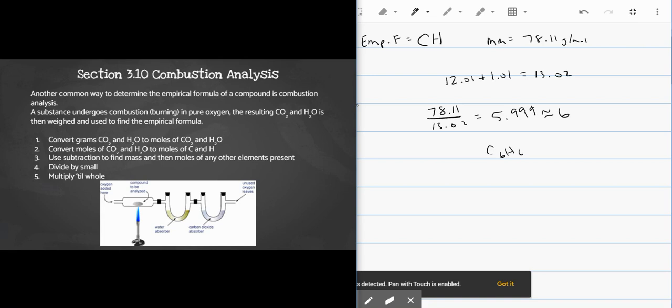And then the third step, you only need sometimes. It says use subtraction to find the mass and the moles of any other elements present. Okay, so if there is more than just C's and H's, your life is a little bit harder. You have a few more steps. It's usually like oxygen or nitrogen. We have to find how many grams of that there was, since it doesn't convert to CO2 or H2O. And then we're going to do the same steps that we did before. Divide by small, multiply till whole. Okay, let's look at an example.